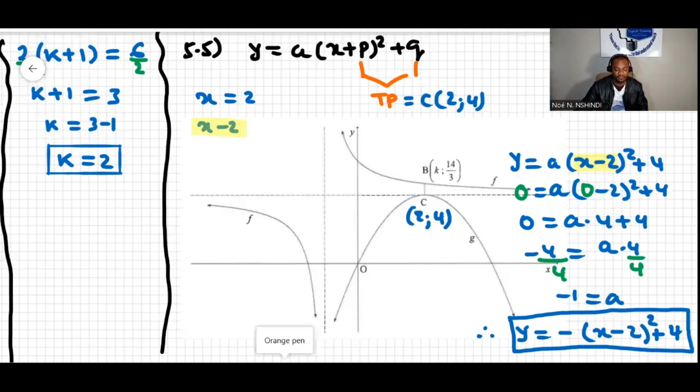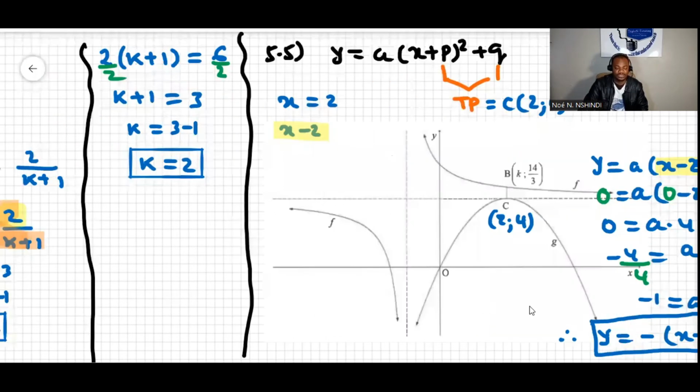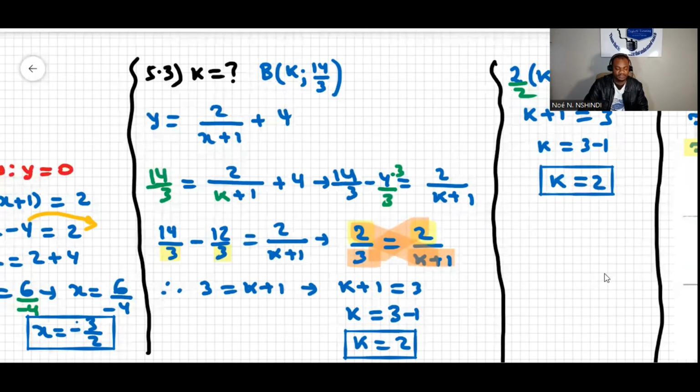But I prefer to write the same formula like this: y equal to a x minus p to the power of 2 plus q. So if it's positive, I'll write minus minus. Anyway, keep it like that. Thank you. This is 5.5. Now let's see, the next question is question 5.6.